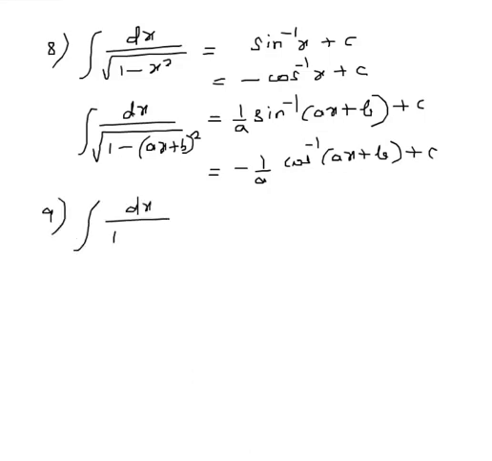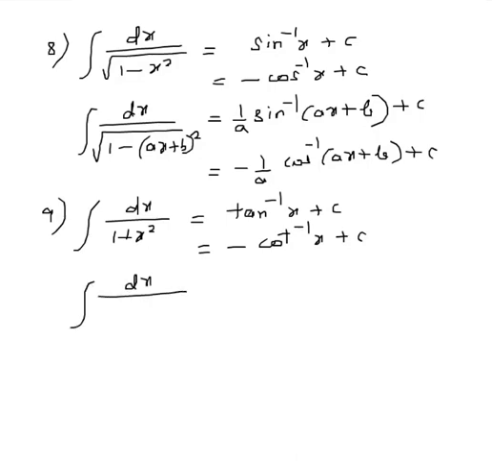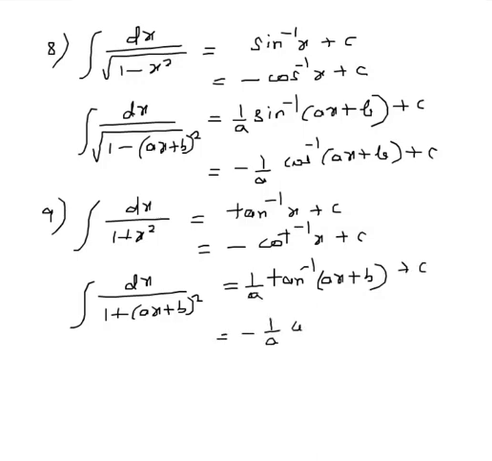Next formula, integral of dx by 1 plus x square. We may write the answer in terms of tan inverse of x or cot inverse of x. So this becomes minus cot inverse of x. And the formula is applicable for a linear function of x. So it is tan inverse of ax plus b divided by a plus c, or minus 1 by a cot inverse of ax plus b.